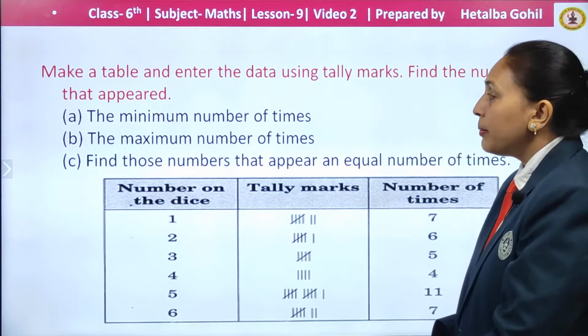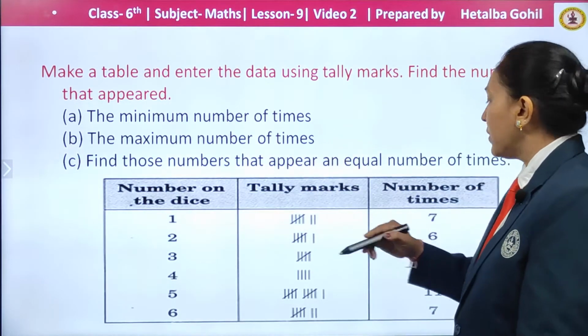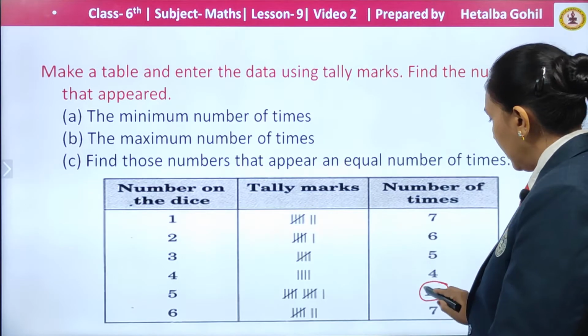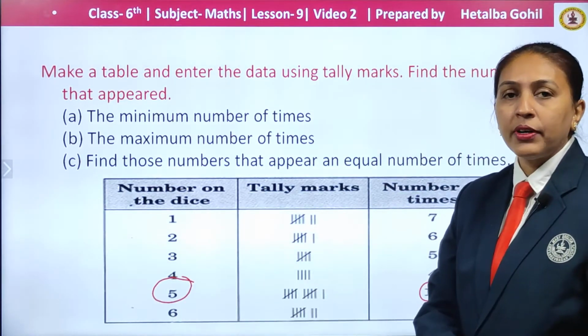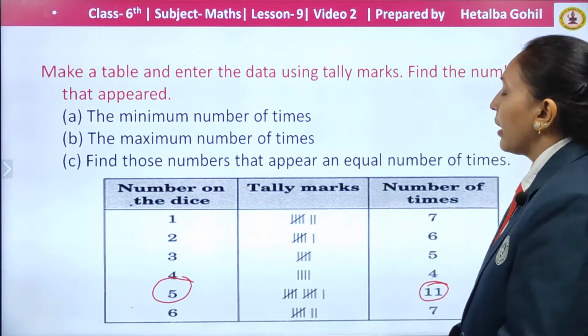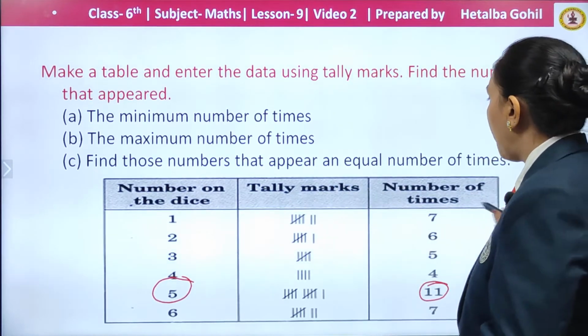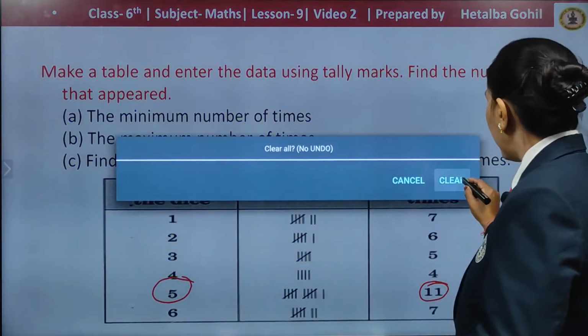Then which number came the maximum number of times? Which is the maximum number here? 11. Which is that number? 5. So, which number came the maximum number of times? 5. And find those numbers that appear an equal number of times.